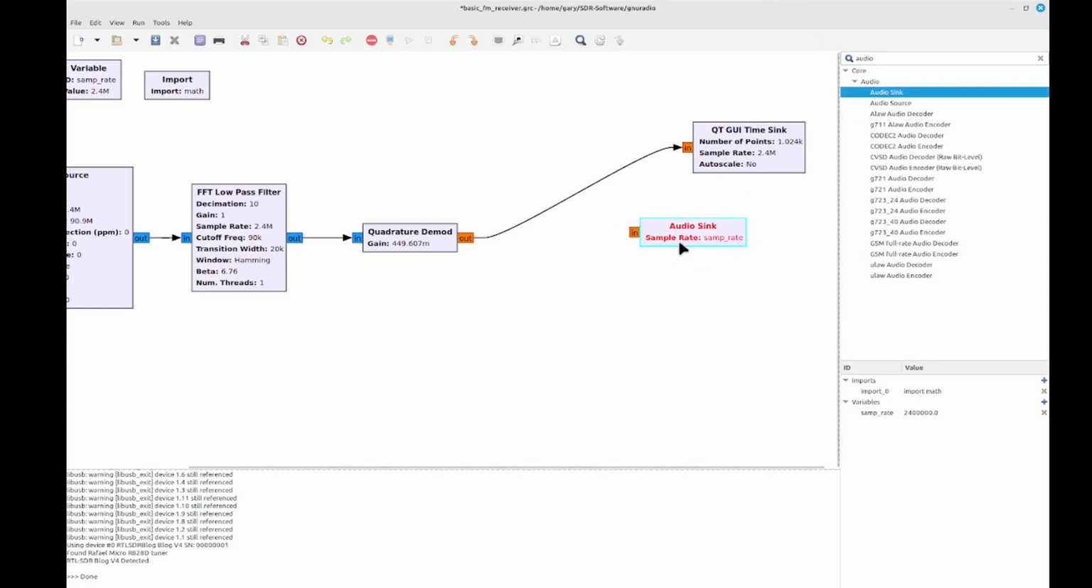And you'll notice that the audio sync has a sample rate of samp_rate, and that it's red. It means that GNU Radio is saying, I'm not happy about this. And that's because you're trying to tell your audio card on your computer to go at 2.4 megahertz. I'm pretty certain it won't do that. The fastest I'm aware of any audio circuit is 192 kilohertz.